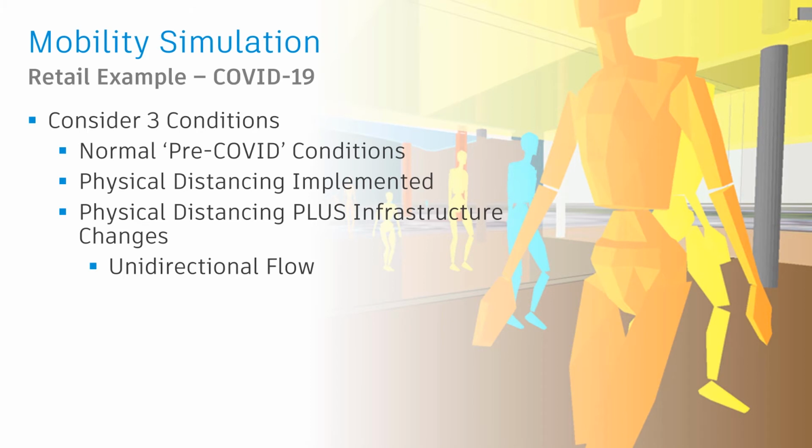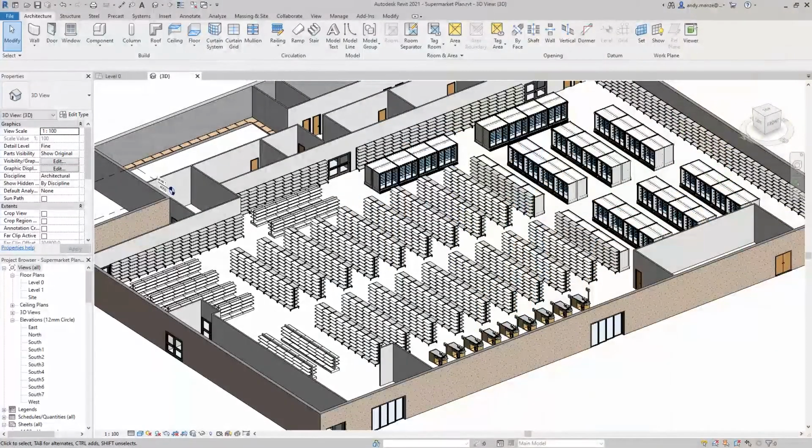Okay, so this next example is a supermarket example, so typical retail, and we are going to consider the same three conditions, the pre-COVID ones, physical distancing, and then physical distancing plus infrastructure changes, including a unidirectional flow design. Okay, so we're going to have a look at this retail example.